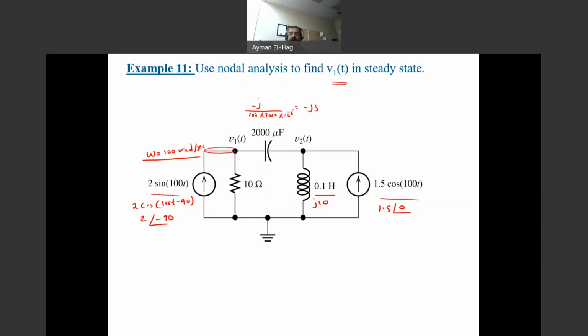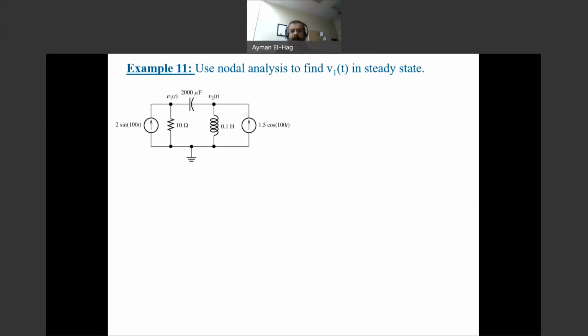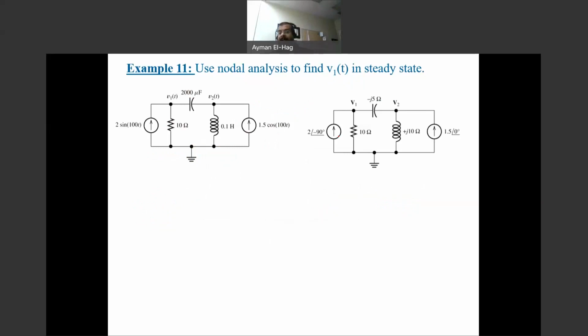Okay, I'm set. I converted the sources into their phasor representation. I converted the capacitor and the inductor into ohms, as we know, a complex impedance. Then I am set to start solving the question. So this is my question now ready. Sometimes, as I mentioned before, you might have the question already in that format. Then you don't need to do any conversion and you can start right away solving the question.